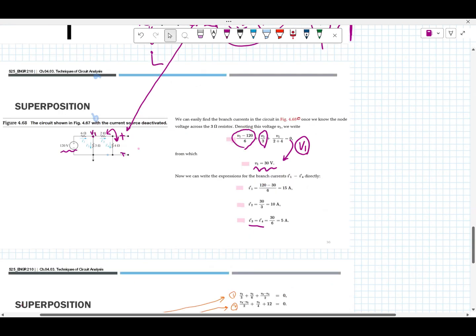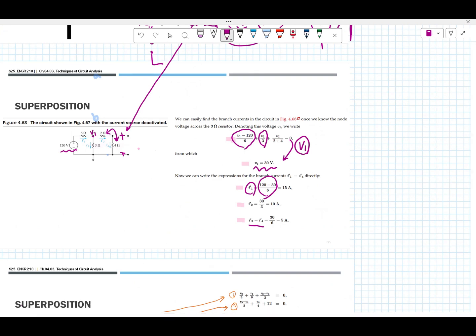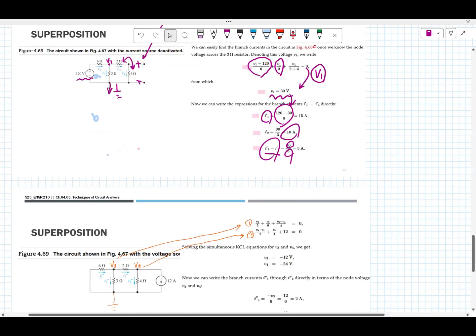We have to combine them to find each branch current of the circuit. So I sub 1 prime is 120 volt minus the 30 volt, 30 volt is V sub 1, divided by 6 ohm. I sub 2, the arrow from the V sub 1 node goes from high to low, this to ground. So 30 minus 0 divided by 3 ohm, that is 10 amp. And I sub 3 and 4 are the same thing. So V sub 1, 30, divided by the total resistance is 5 amp.